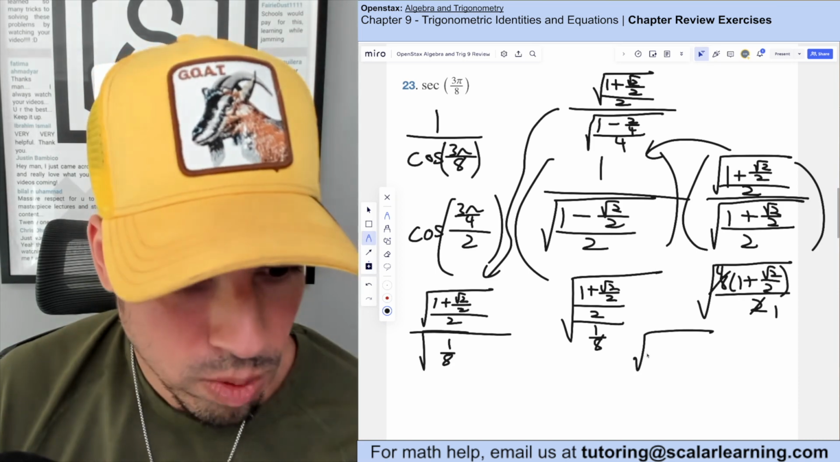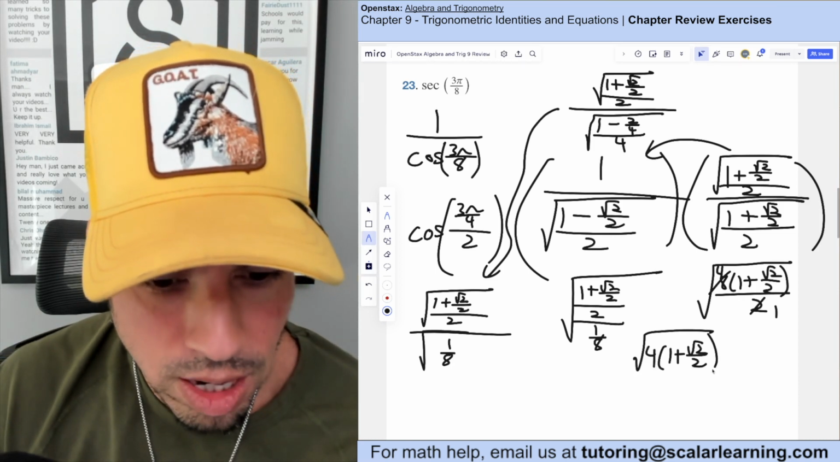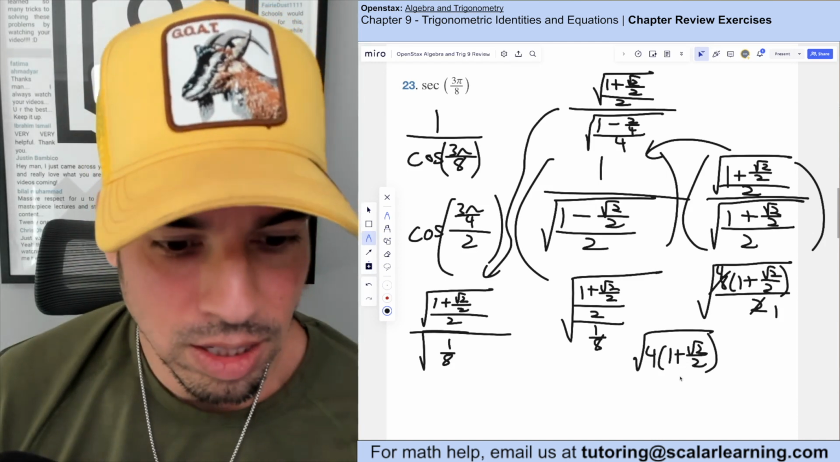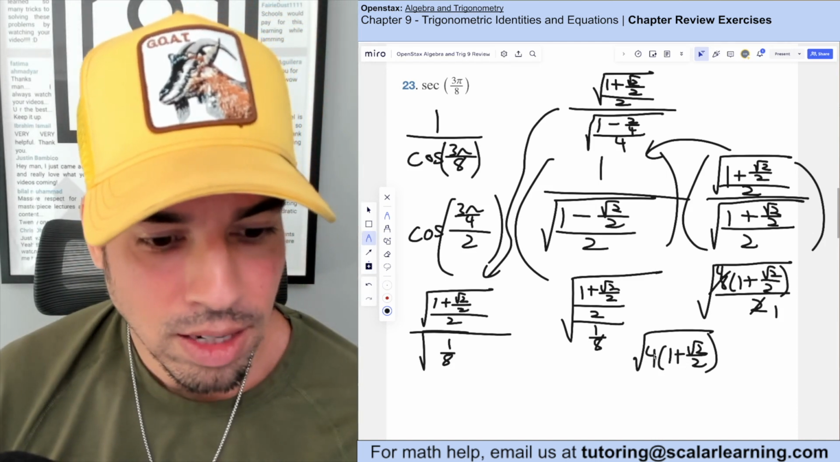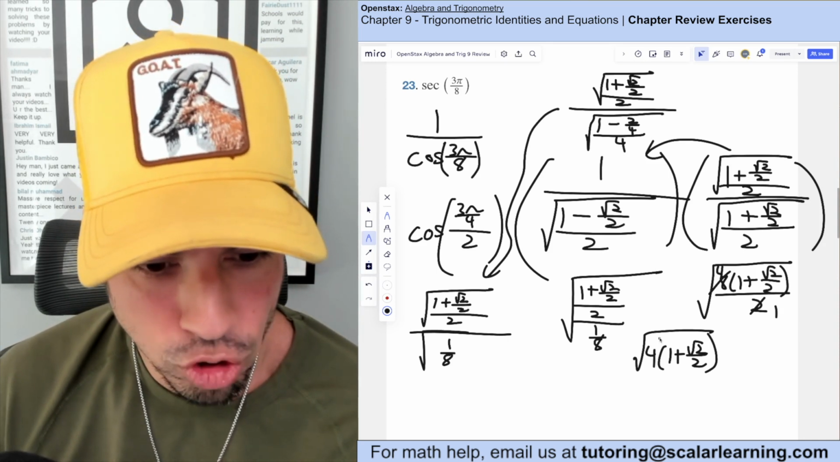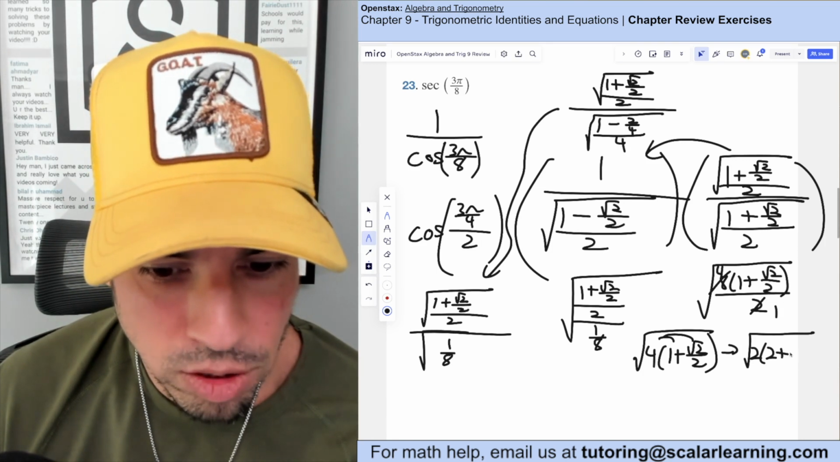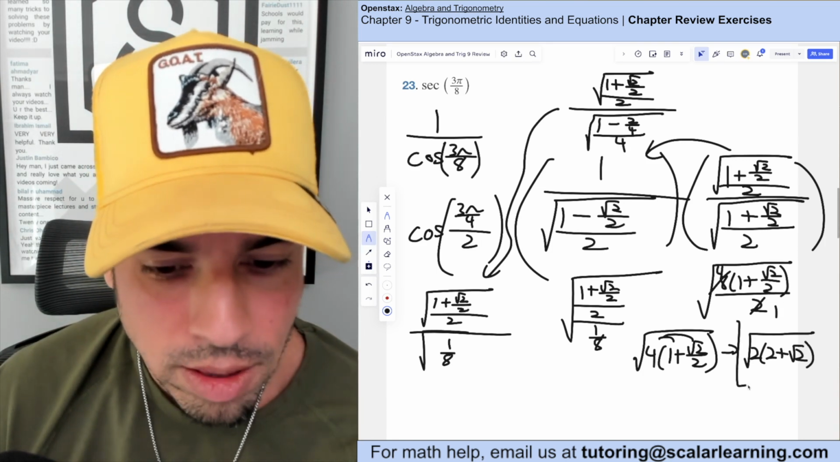And now we have radical 4 times 1 plus rad 2 over 2. Now, the only thing they did that's different in the answers is they've taken a 2, like imagine 4 is 2 times 2. They take one of the 2's and distribute it here and here, leaving a single 2 on the outside. They get 2 plus rad 2 like so. That's how you do it.